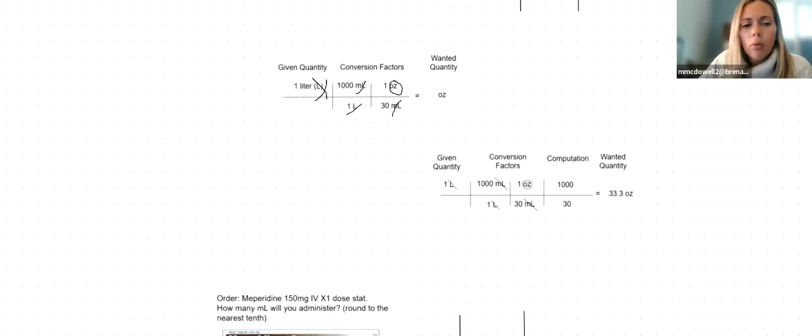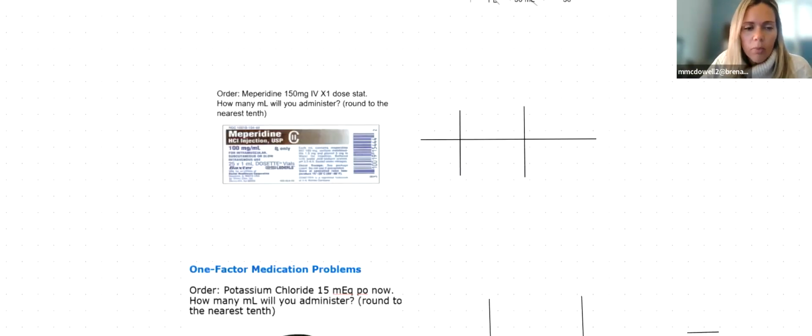I'm going to give you a couple more practice problems. I recommend pen and paper and doing this along with me, and you can always go back and practice on your own as well. So for this question, our order is meperidine, which is Demerol, 150 milligrams IV times 1 dose stat. That means right now. How many milliliters will you as the nurse administer? It does tell you here we're going to round to the nearest tenth.